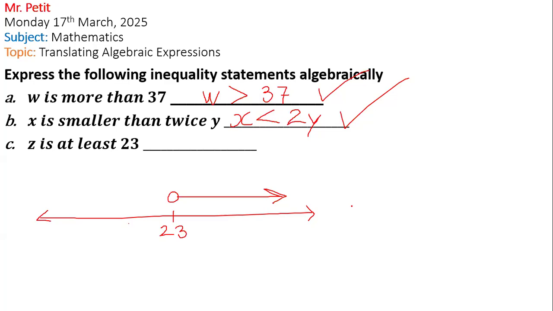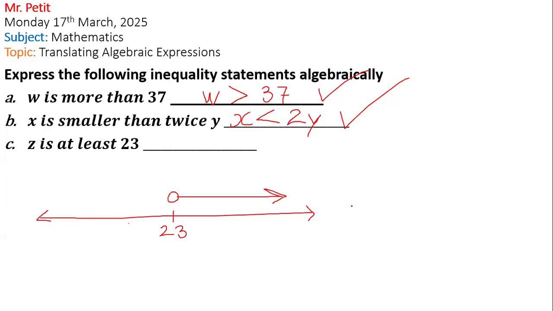Z is greater than 23. Is it greater than or is it less than? It's greater than, because it says at least, right? It says at least. So is it greater than or is it less than? Would you do greater than, or equal to 23? It's greater. Let Alea go.